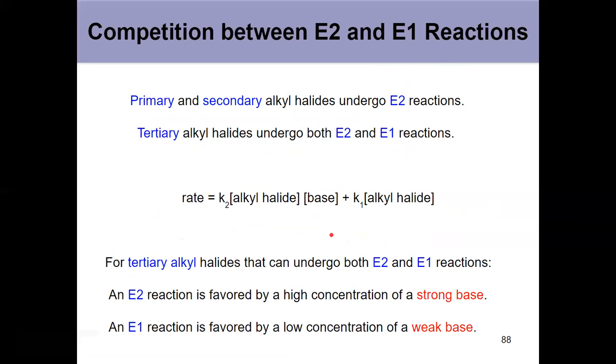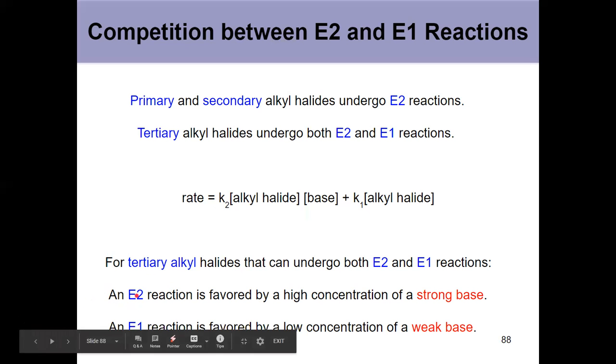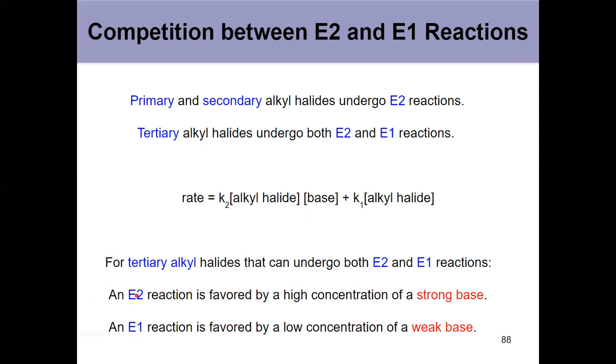Right? But the big takeaway right now is if something is tertiary and it has a strong base at high concentration, it's going to favor E2. If you're using a weak base, then it's going to favor E1, specifically at lower concentrations too. So high concentration and strong base, those favor E2. Low concentration, weak base, favor E1.